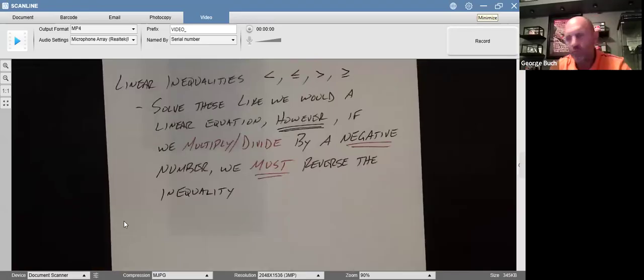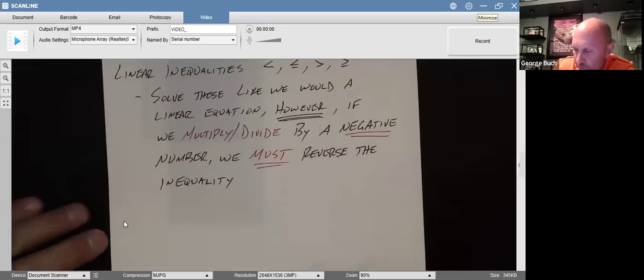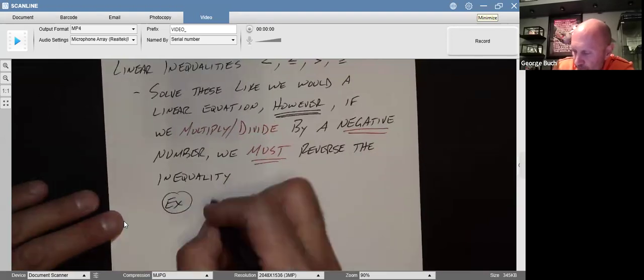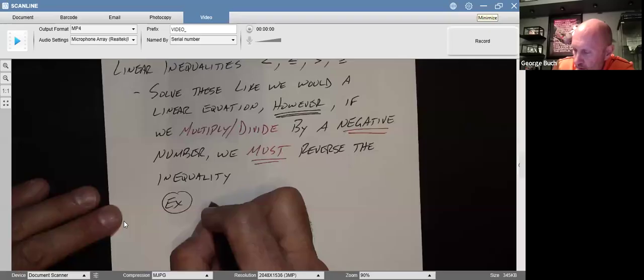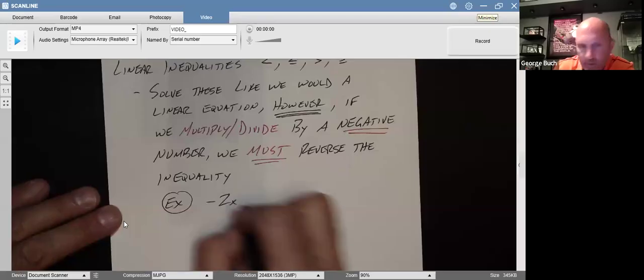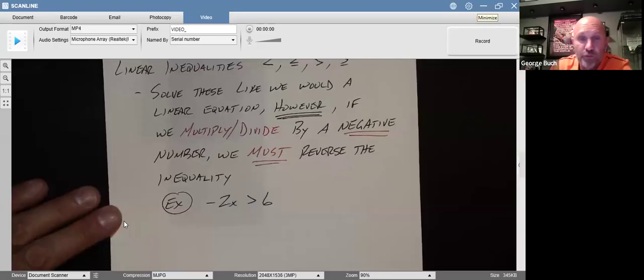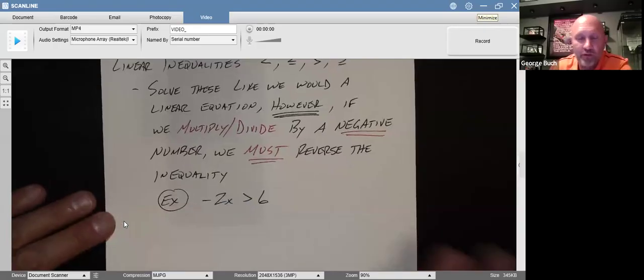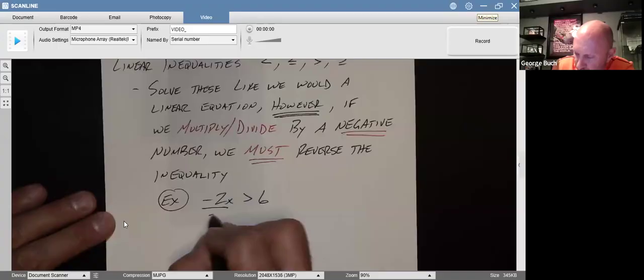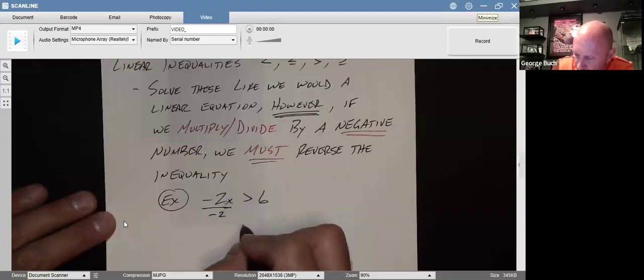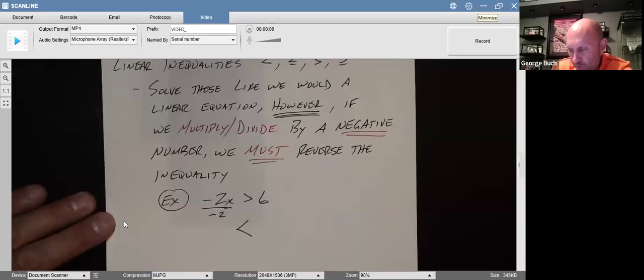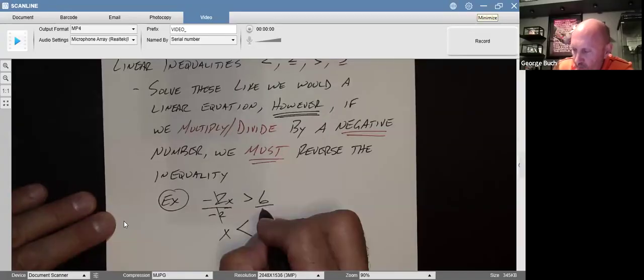So very straightforward example here for you. What does this mean? Let's say I have negative 2x is greater than 6. Well, if this was just negative 2x equals 6, I just divide by negative 2 and that's it. But because I'm dividing by a negative 2 to get x by itself, I have to reverse the inequality. So instead of greater than 6, it's now less than. And then of course we do our math. The negative 2s cancel out, we get x, and dividing this side by negative 2 gives us negative 3.